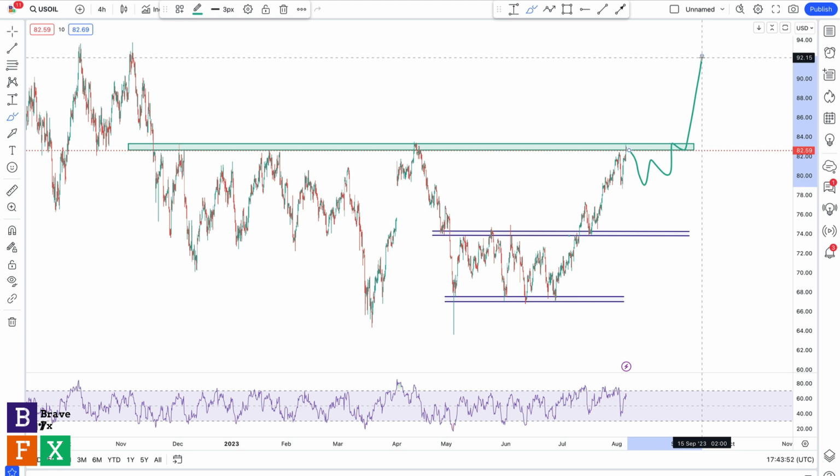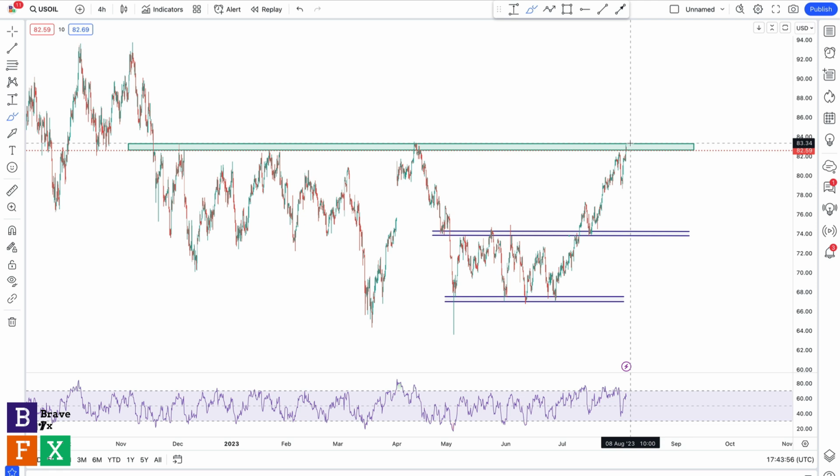I might be wrong, right? So trading is all about probability. So I just jumped into this trade because this is a bearish trend, area of value, and we're going to see how it goes, right?